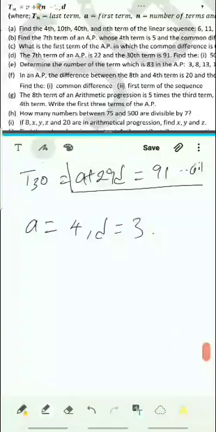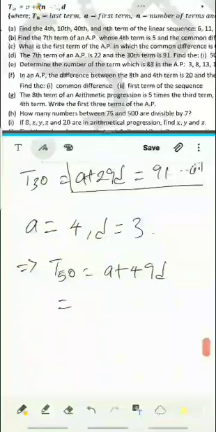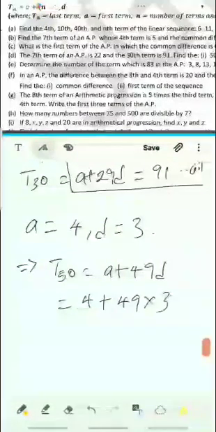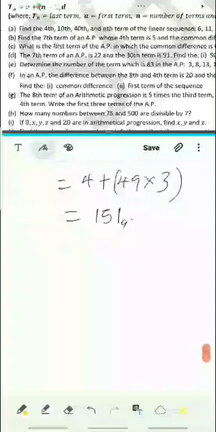Okay, so if A is equal to 4 and D equals 3, then it implies that T50 is equal to A plus 49D. Okay, A is 4 plus 49 times our D, which is 3. Giving you 151. So the 50th term is 151.